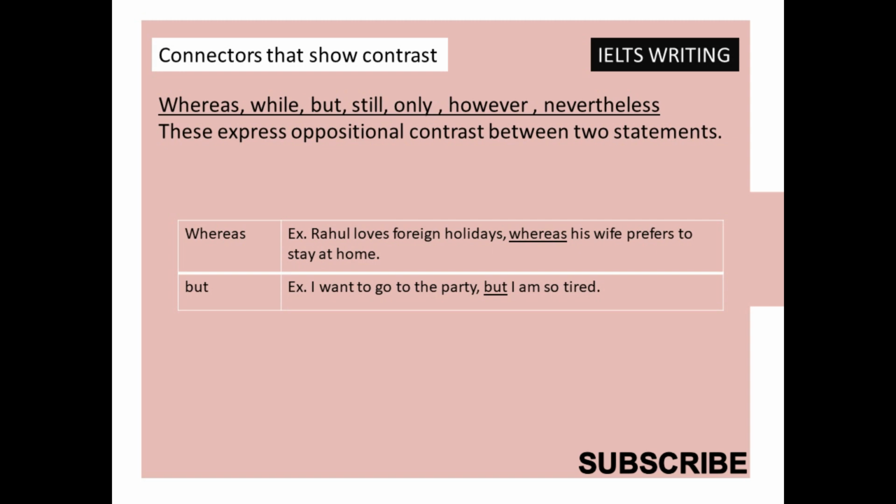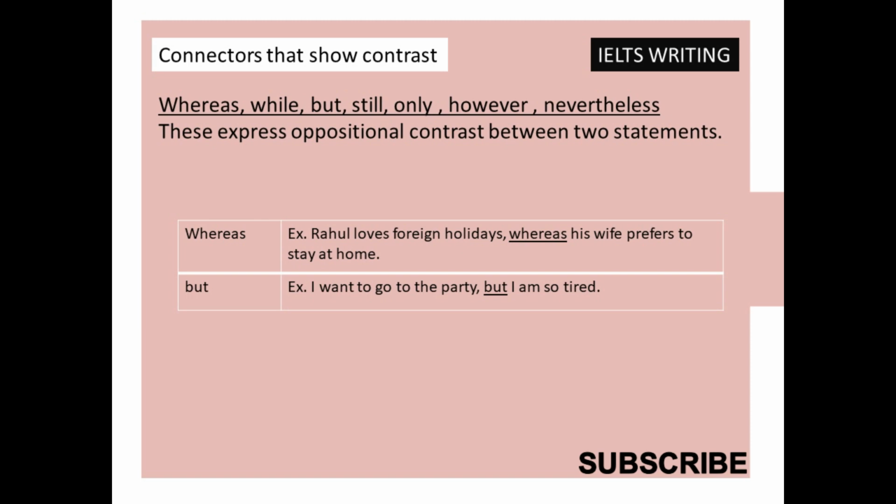First, let's talk about the difference between whereas and but, which is slight. When we read it, we find that, like, Rahul loves foreign holidays, whereas his wife prefers to stay at home. These two statements show oppositional contrast, but the contrast is that we are just offered knowledge about two subjects, Rahul and his wife, with the help of whereas.